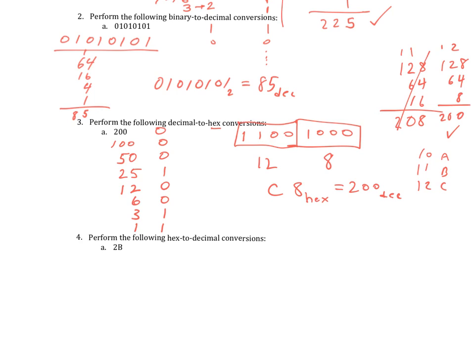Okay? Here we have 2B hexadecimal. That's pretty straightforward. In hex, we have the 1's place, we have the 16's place, we have the 256's place, and a 2 in the 16's place gives me 2 times 16 plus a B in the 1's place gives me an 11. 32 plus 11 is 43. And so 2B hex is 43 decimal. Okay, hope this helps.